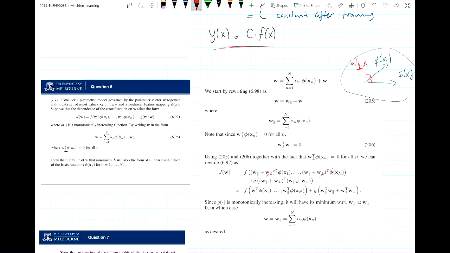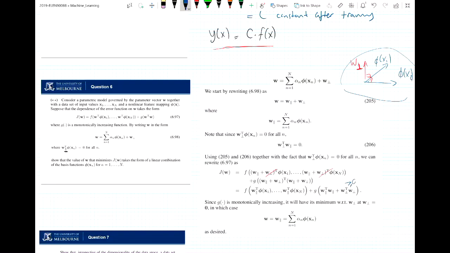This one cancels out. The cross terms also cancel out. So we end up with this, the w parallels that are inside that space, and then g, this one and this one. Now, g is monotonically increasing, and this is a quadratic term in the orthogonal components, and this is non-zero. This is always greater than or equal to 0.